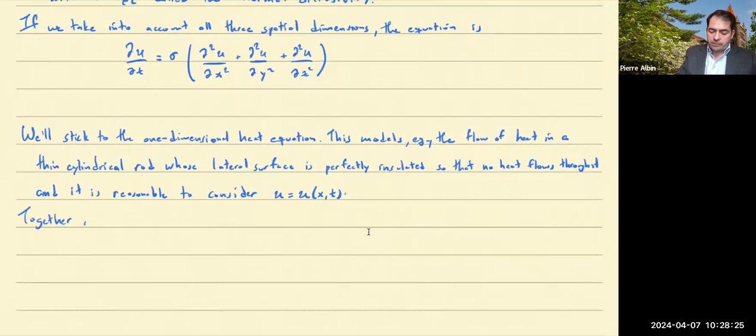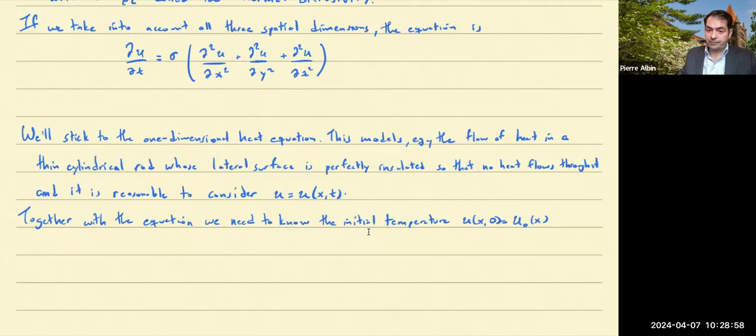Okay, together with the equation, we need to know the initial temperature. Right, so this would be U at x comma 0. So we'll suppose that that's given to us, some initial heat distribution, U naught of x. And the boundary conditions, the most common of which are the following.